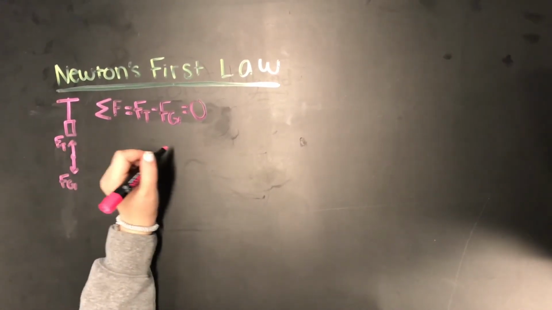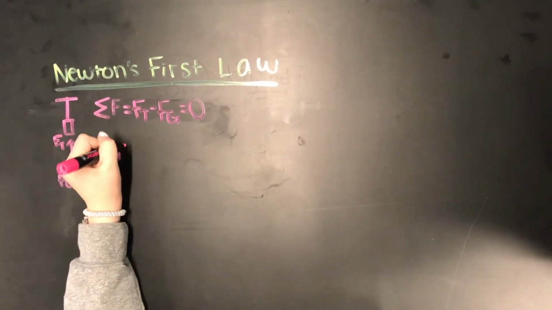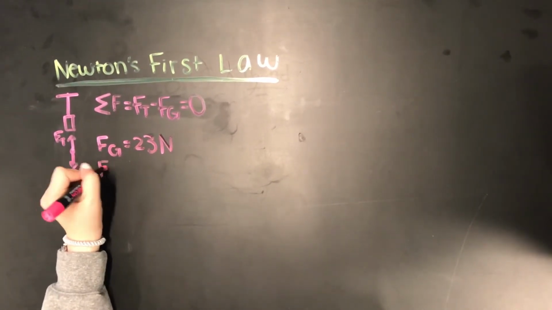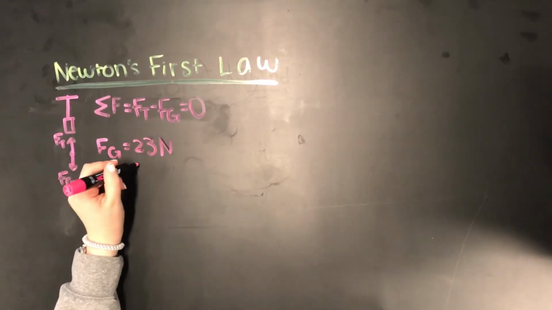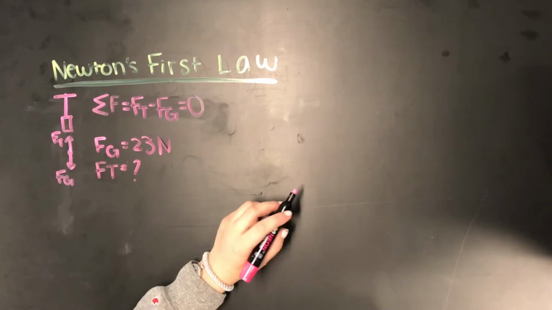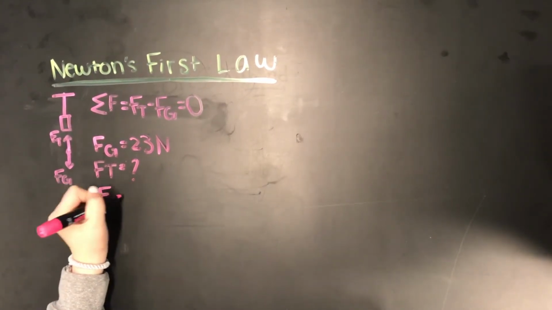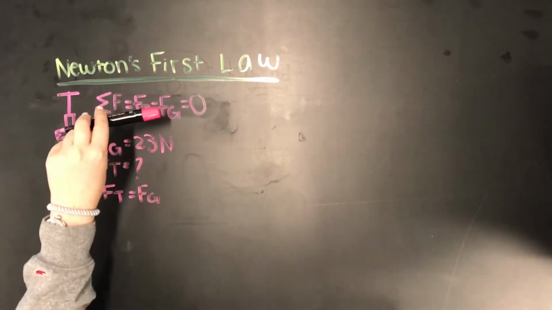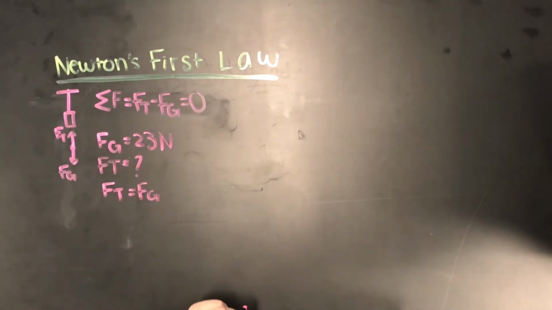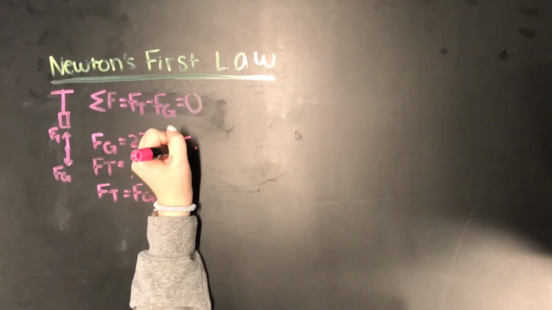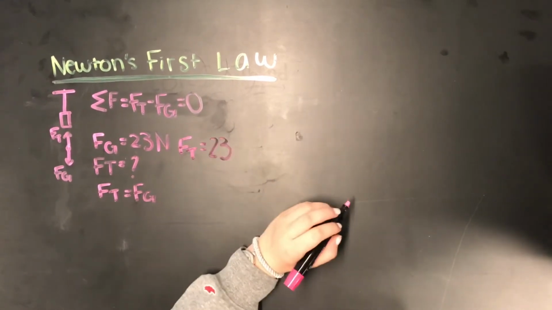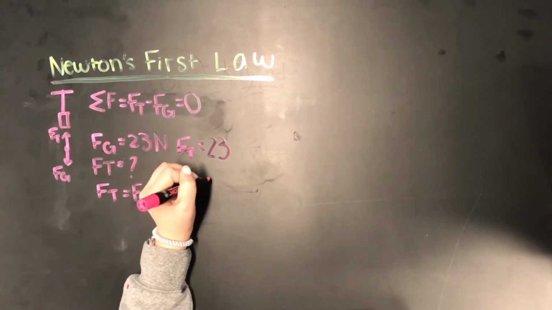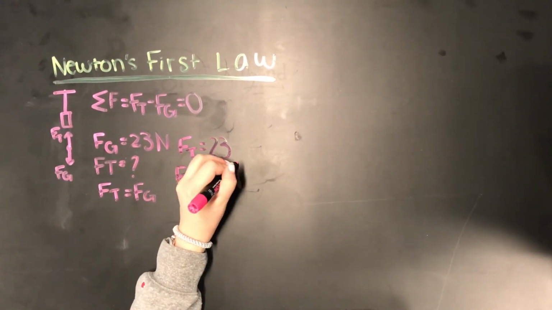And to start, we fill out our data, which is Fg equals 23 newtons. And then we're looking for Ft, which we don't know. And then our equation is going to be Ft equals Fg. Because to get that, you add Fg to both sides, and then to fill it in, it goes Ft equals 23, and your answer would be Ft equals 23 newtons.